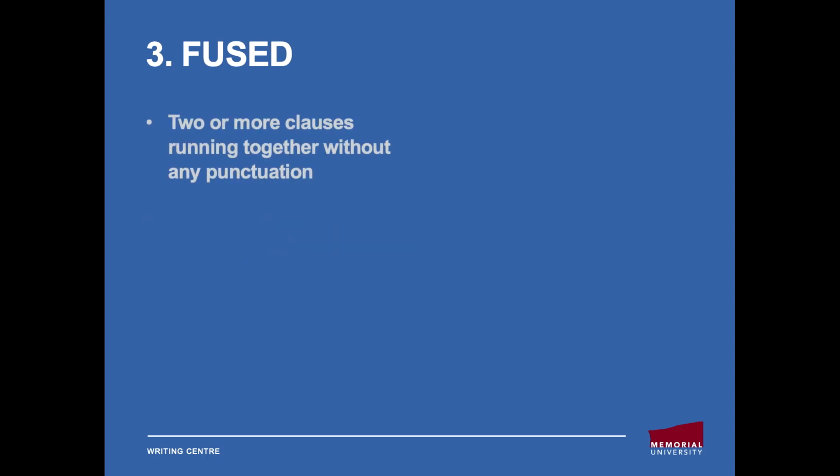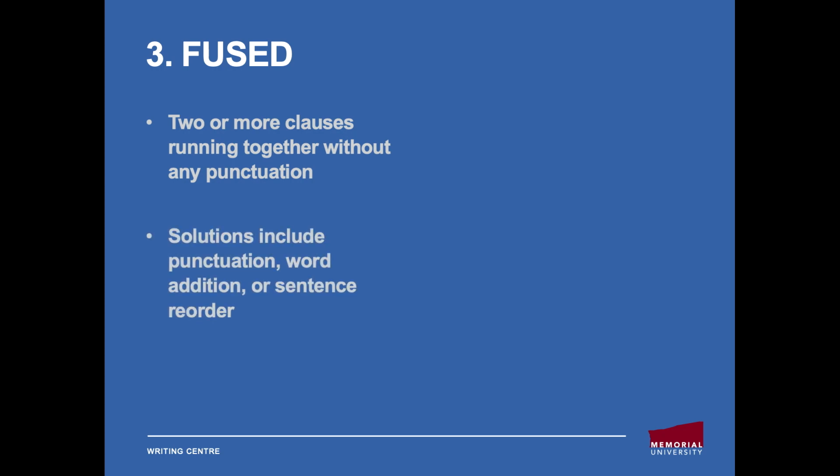A fused sentence problem is when you have two or more independent clauses running together. They're fused together, they're stuck together, and they're joined together, but need to be joined correctly in the grammar world. So how do we fix a fused sentence? There are many solutions. You can certainly include different punctuation marks. Maybe you need to add a new word, and maybe you need to reorder the entire sentence. Let's look at some examples.